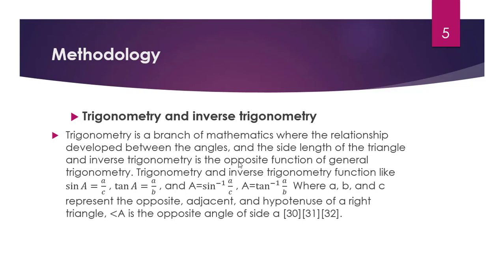Trigonometry and inverse trigonometry. Trigonometry is a branch of mathematics where the relationship is developed between the angles and the side lengths of the triangle, and inverse trigonometry is the opposite function of general trigonometry. Trigonometric functions are like sin A equals a by c, and tan A equals a by b, and A equals sin inverse a by c, and A equals tan inverse a by b, where a, b, c represent the opposite, adjacent and hypotenuse of a right triangle, and A is the angle opposite to side a. That's it.